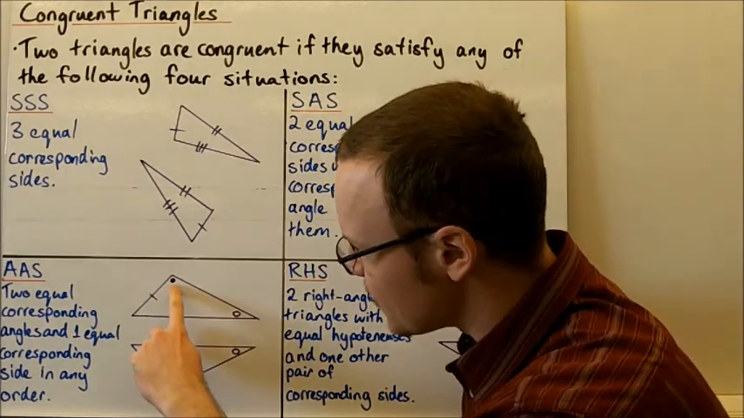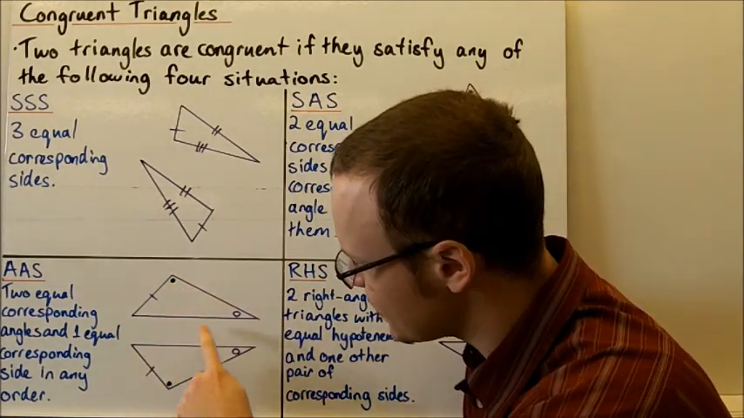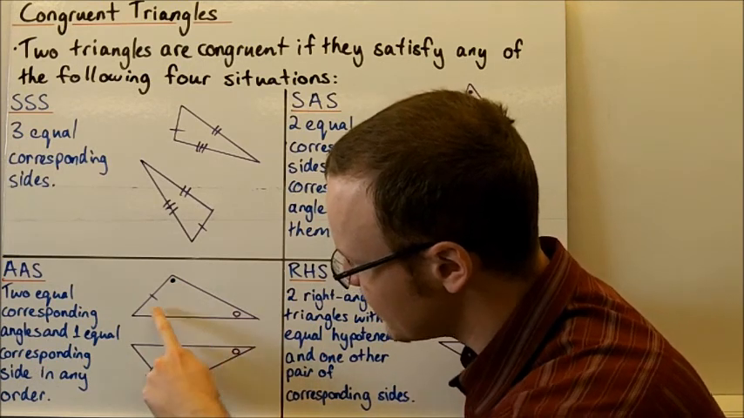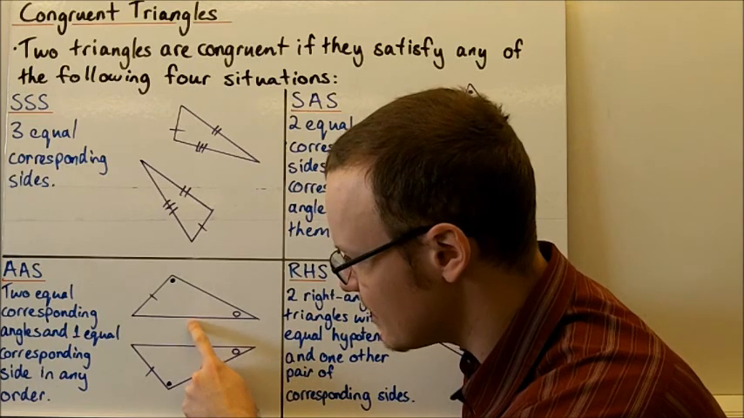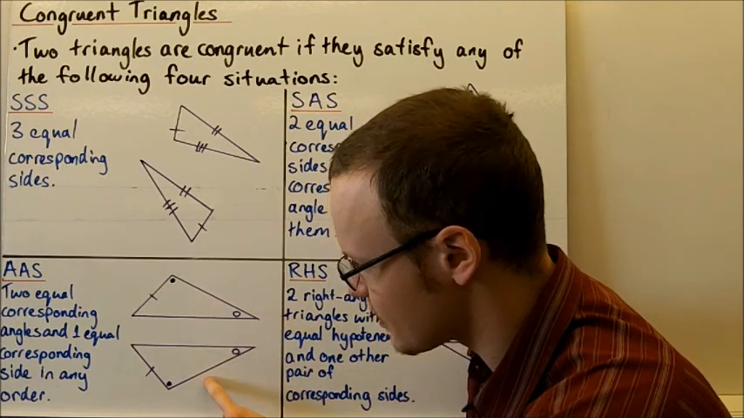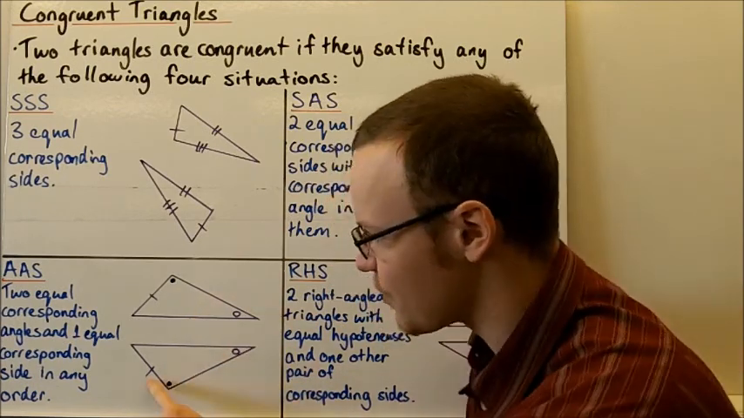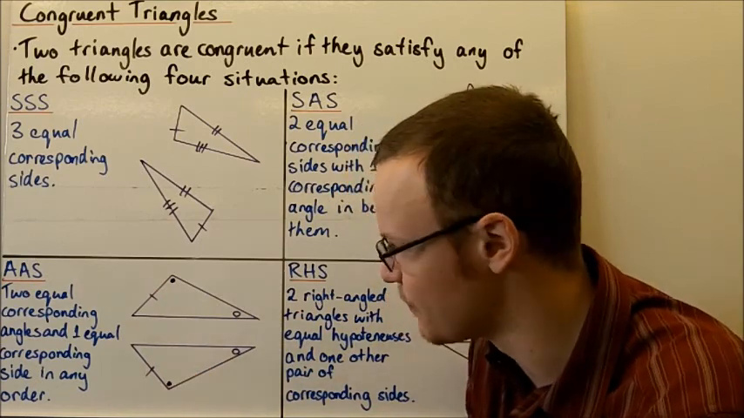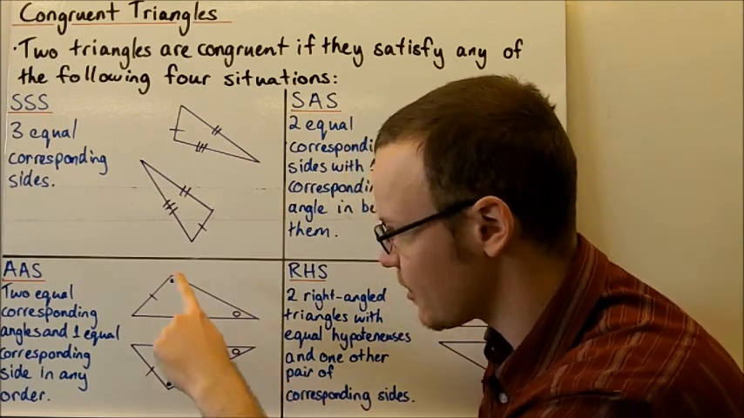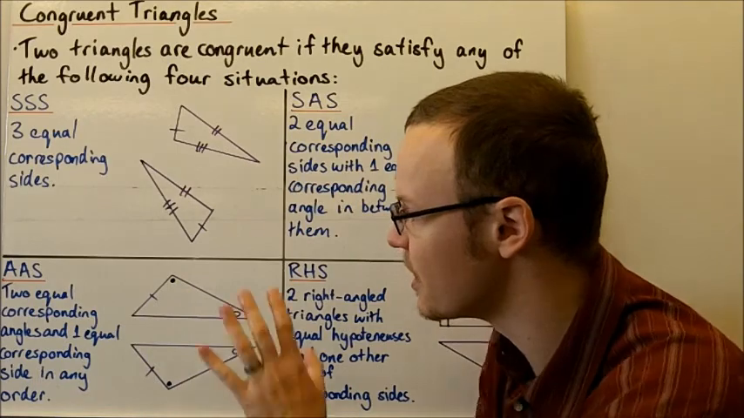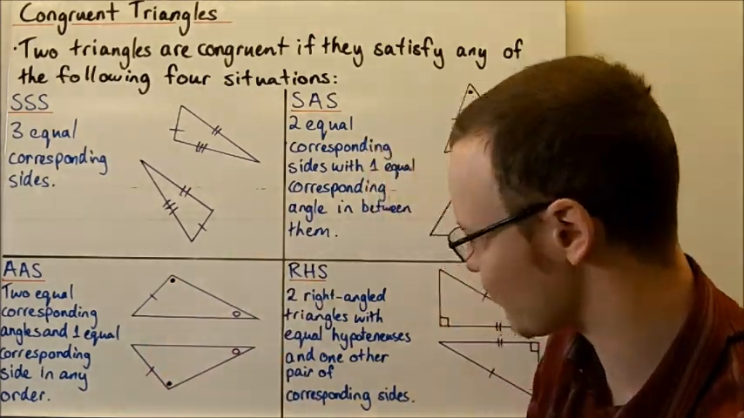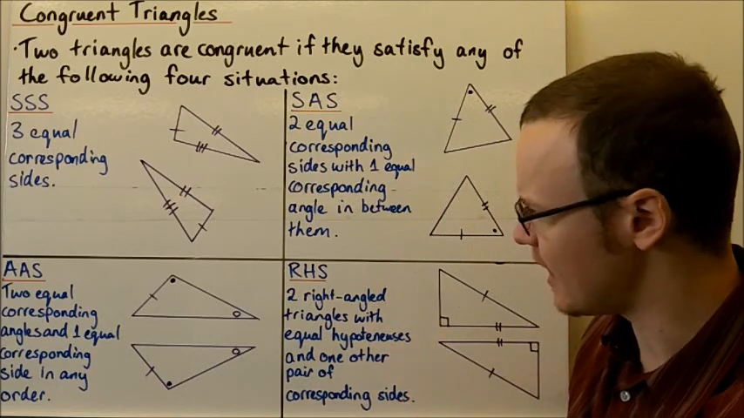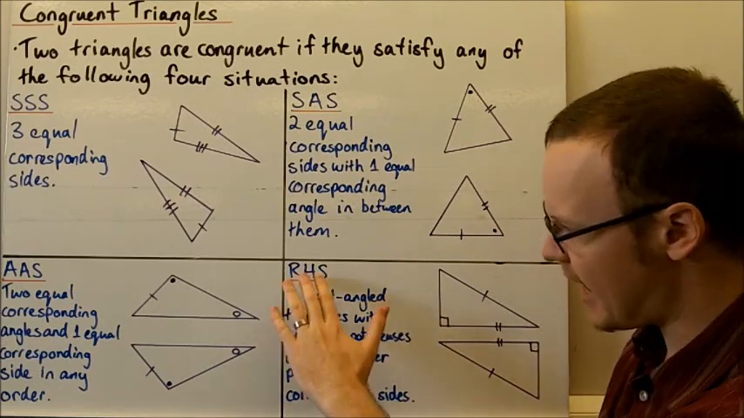So here we've got this angle corresponding with this angle, and this side corresponding with this side. It could have been these sides that are corresponding. But because we've got one side that corresponds, and one angle here that corresponds and another angle here that corresponds, these two triangles are congruent.